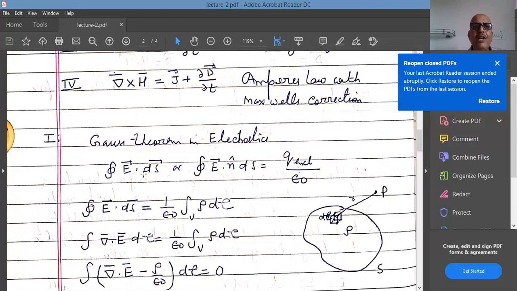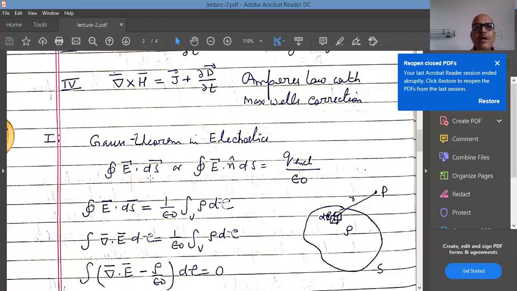I have written E dot ds and E dot n into ds. When I write E dot ds, I mean ds is a vector because area is a vector. If I write E dot n into ds, here n is a unit vector along the normal to the surface that represents the area vector ds. So we all know that a surface element has a direction and the direction is normal to it. It is normally defined by n cap, that is the unit vector.